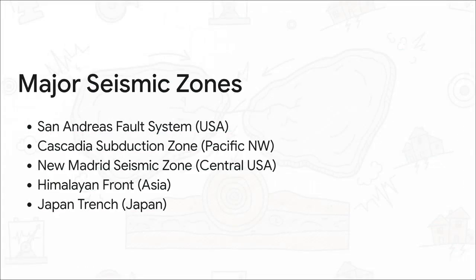So, on a global scale, these brittle, seismogenic zones are all concentrated along the planet's major plate boundaries. This is where you find the world's most active and dangerous earthquake hotspots, places like the San Andreas Fault, the subduction zone off the coast of Japan, and the massive collision zone that's still building the Himalayas.